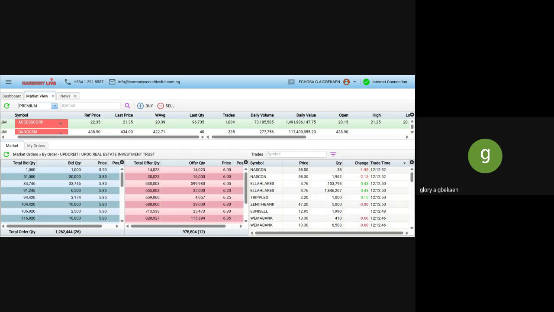5.7% now. That's telling you it's just the charges that will make that gain low. Otherwise, if you bought 100 million, you are talking about 5,700,000 this morning. So see, Access Bank now is going up.